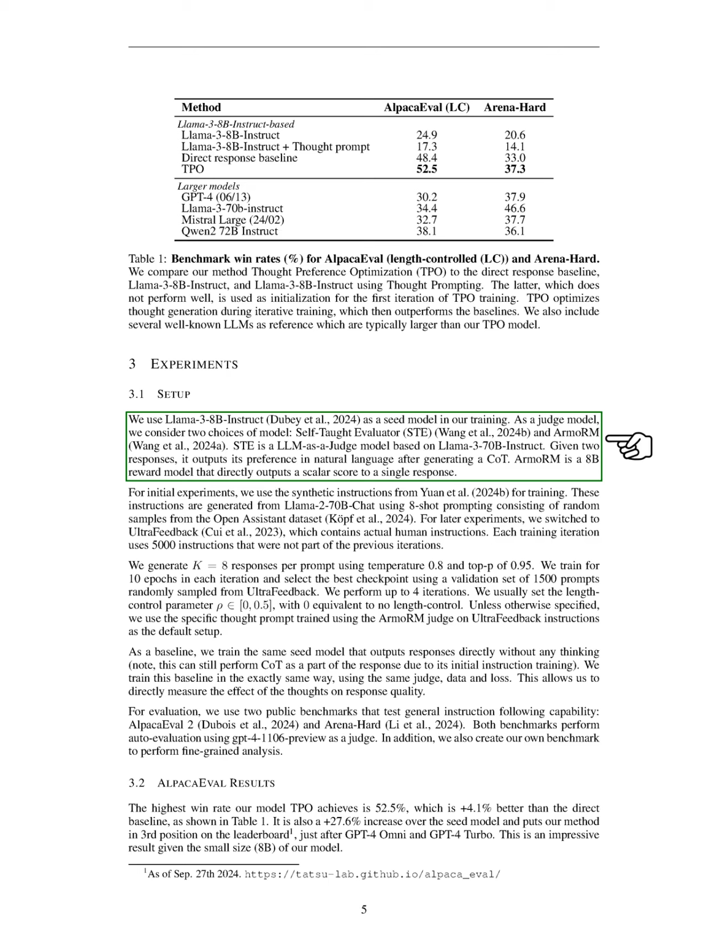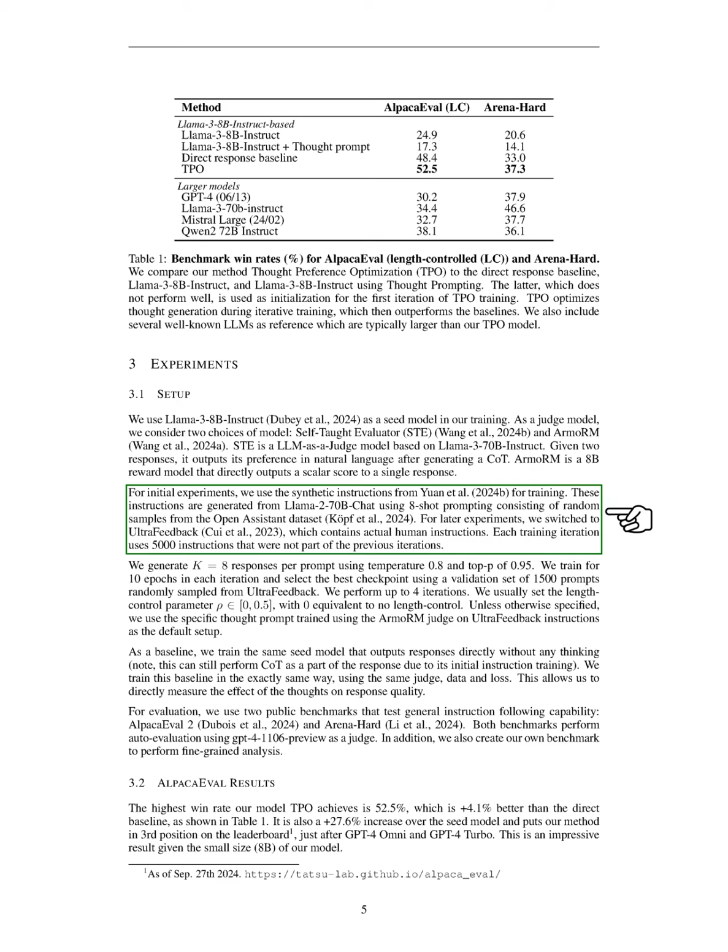For our setup, we use Llama 3 8B Instruct as our seed model. We consider two judge models, Self-Taught Evaluator, STE, and ArmoRM. STE is based on Llama 3 70B Instruct and provides preferences in natural language after generating a chain of thought. ArmoRM is a reward model that gives a scalar score for a single response.